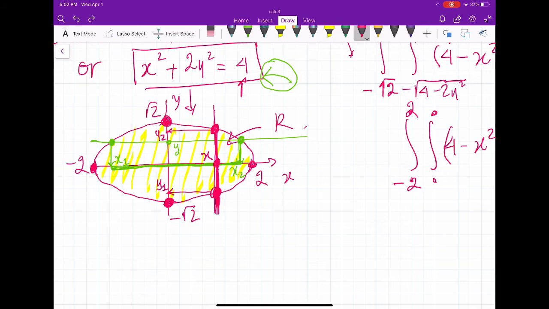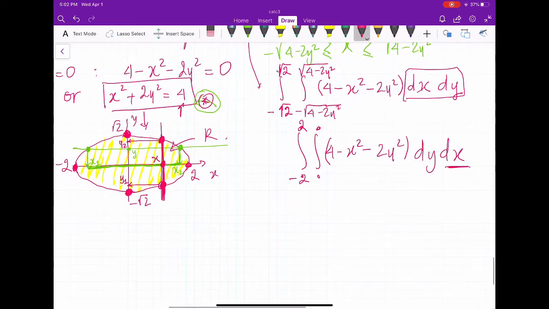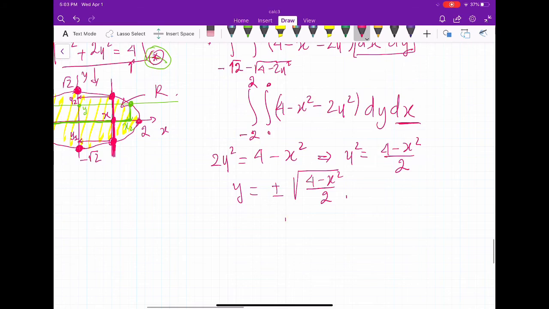But that is easy again, right? So you just solve the equation of the ellipse with respect to y. Make sense? So I will solve the equation of the ellipse with respect to y. I have 2y squared equal to 4 minus x squared, and y squared equal to (4 minus x squared) over 2. So y is equal to plus or minus the square root of (4 minus x squared) over 2. That means y goes from negative square root of (4 minus x squared) over 2 to square root of (4 minus x squared) over 2.